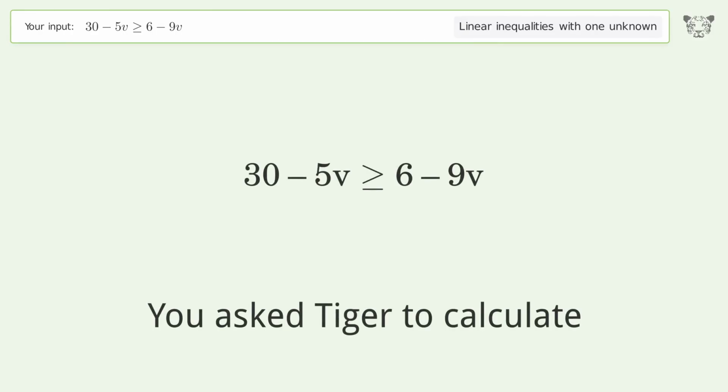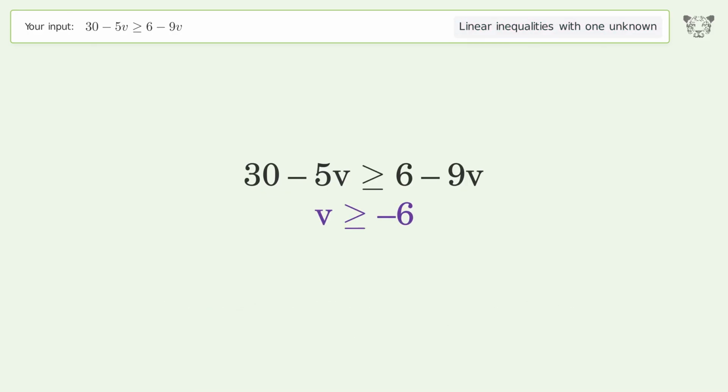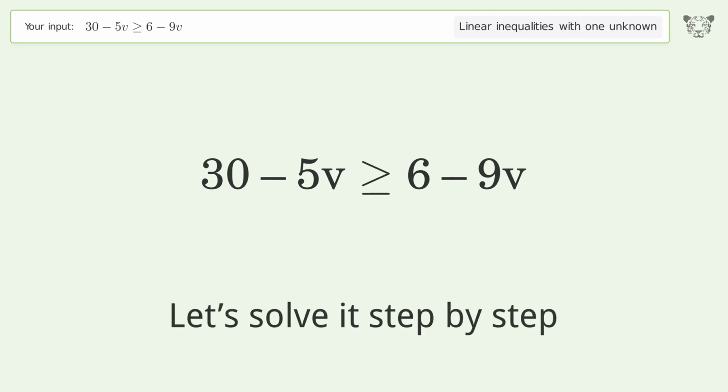You ask Tiger to calculate. This deals with linear inequalities with one unknown. The final result is v equal or greater than -6. Let's solve it step by step.